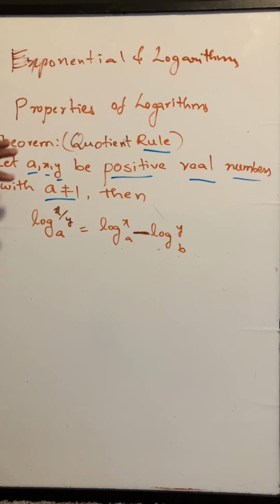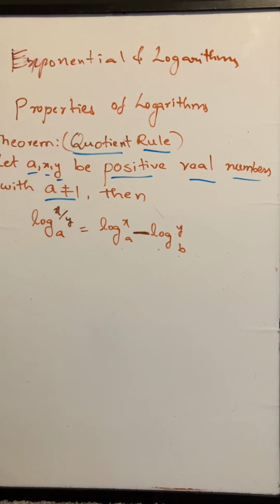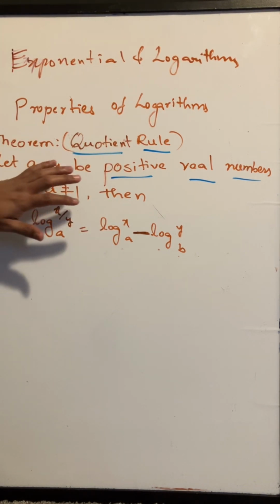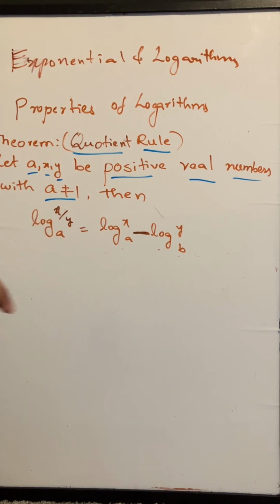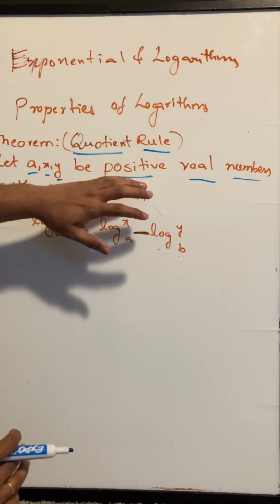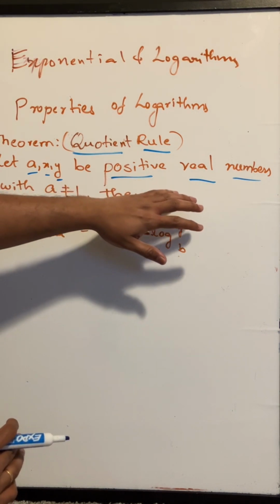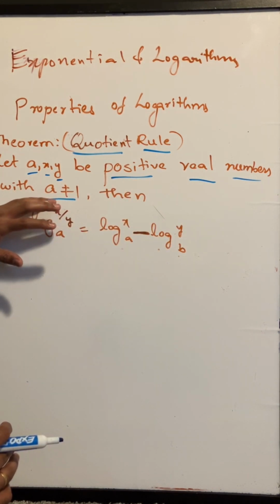Hi, let's learn the quotient rule. It's the second property of logarithms. The theorem is the same as the product rule. If you understand the product rule, the quotient rule follows the same thing. a, x, y are positive real numbers. I explained the meaning of why they have to be positive and real, and why a is not equal to 1.